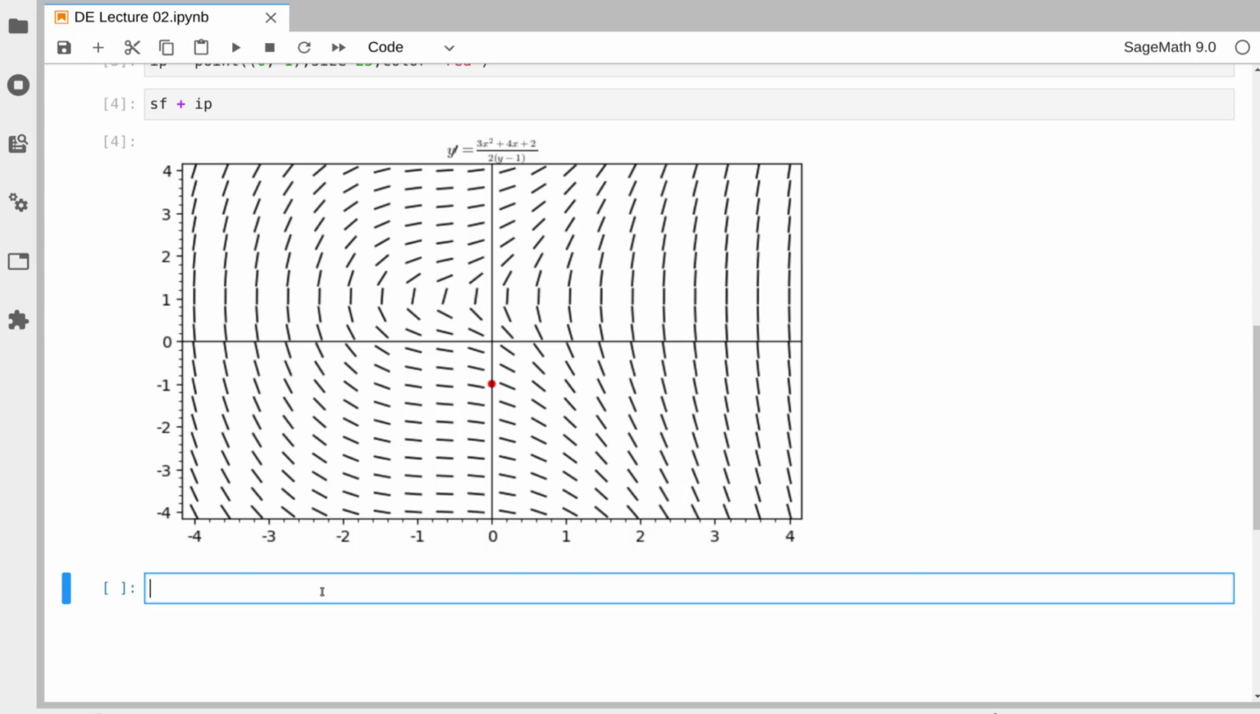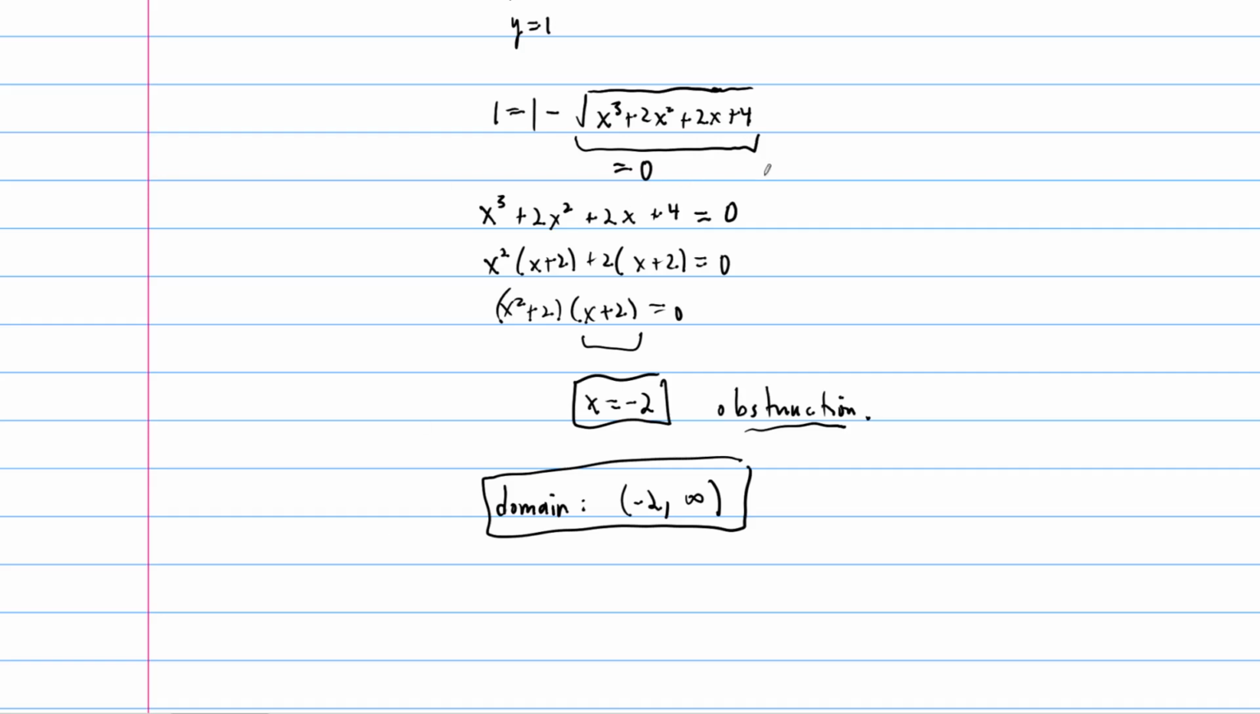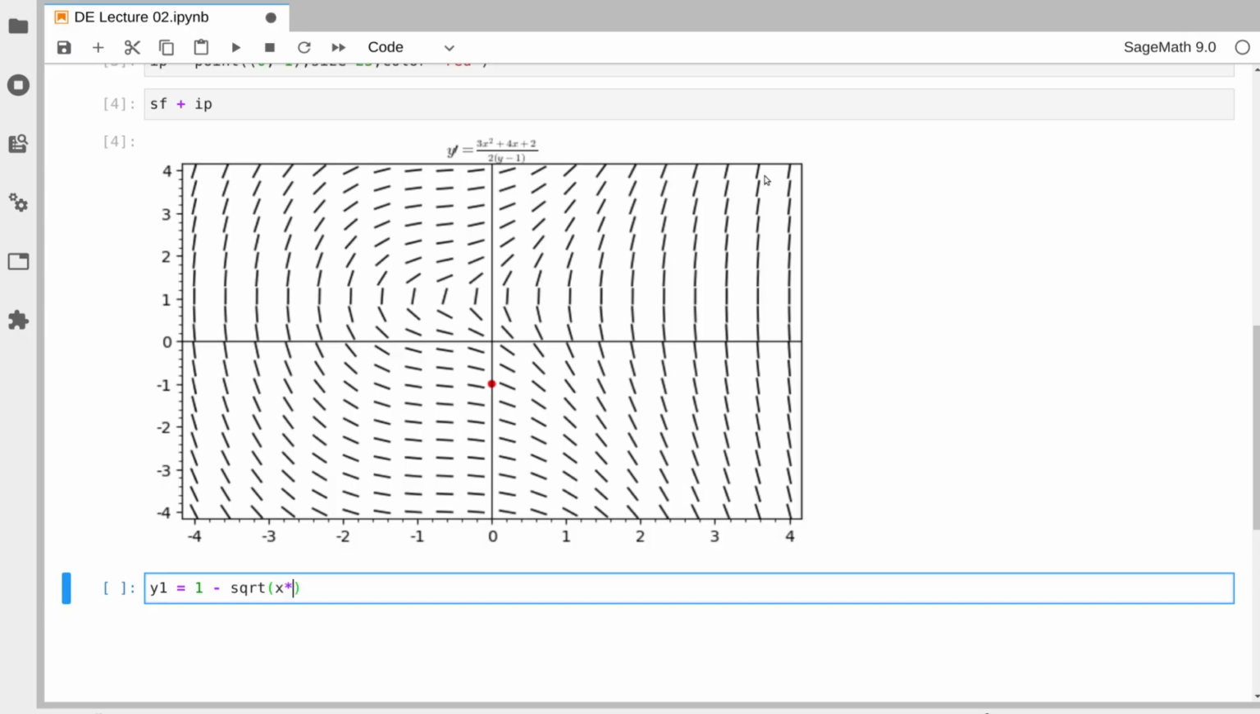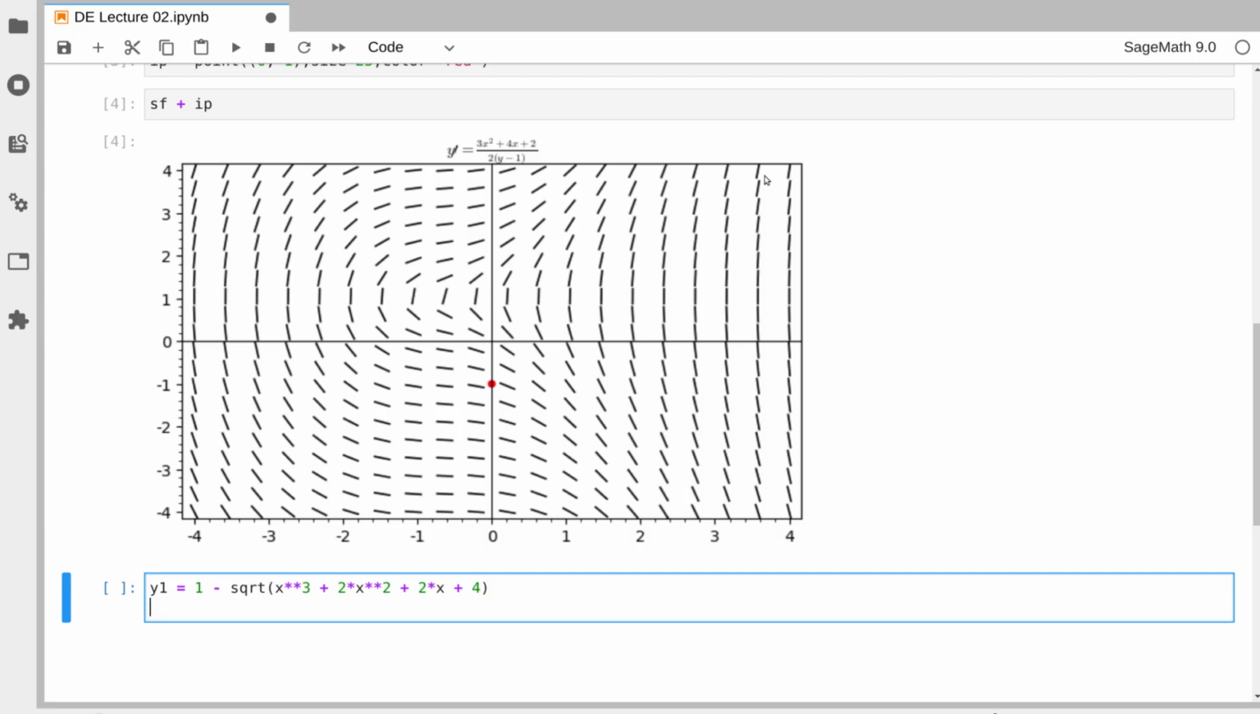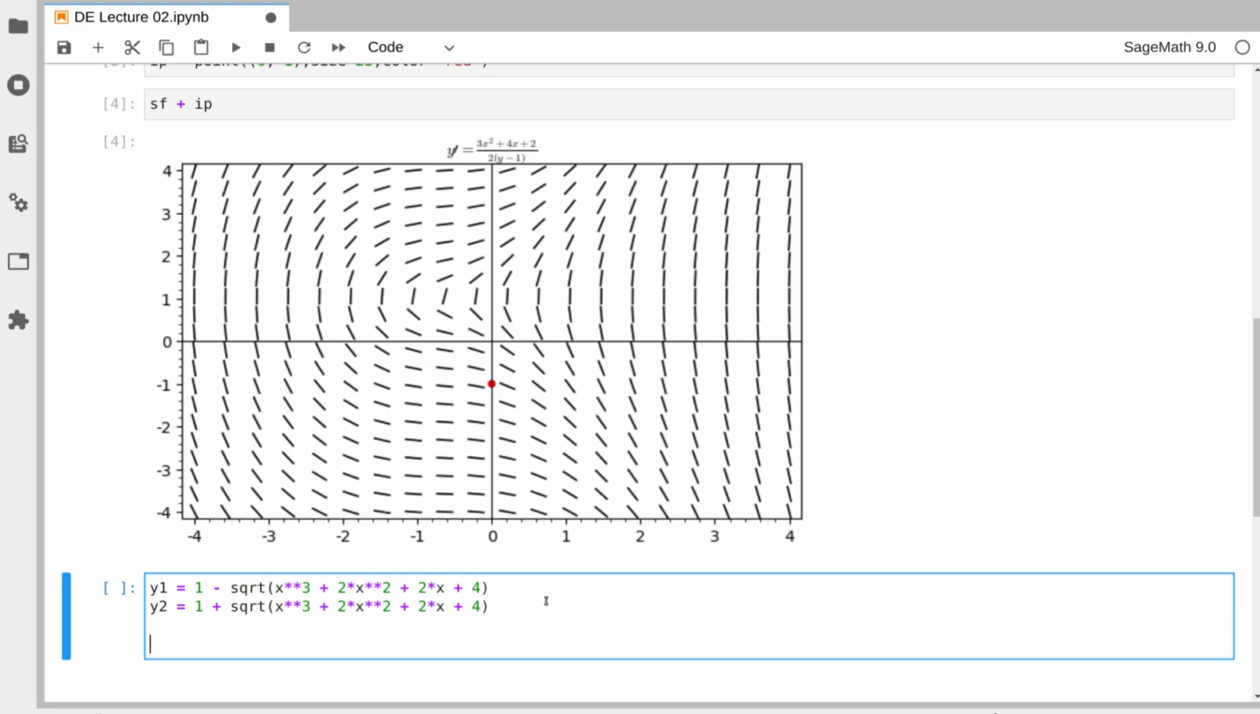But let's plot it. I'm going to call this y1 equals 1 minus the square root of our function, which, if we go back, was x cubed plus 2x squared plus 2x plus 4. And then I'm also going to do y2 for the sake of comparison. Let's see what the plus does. The plus is the part that we threw away, the plus portion.